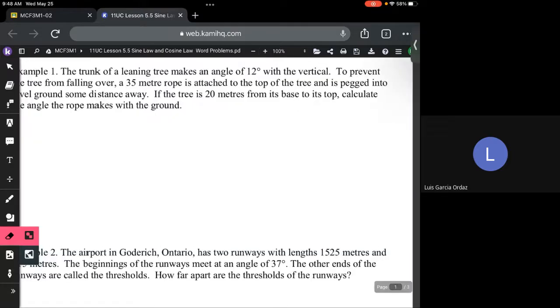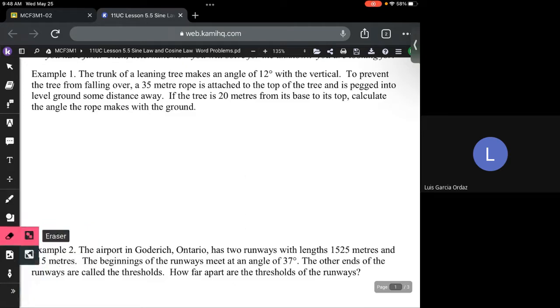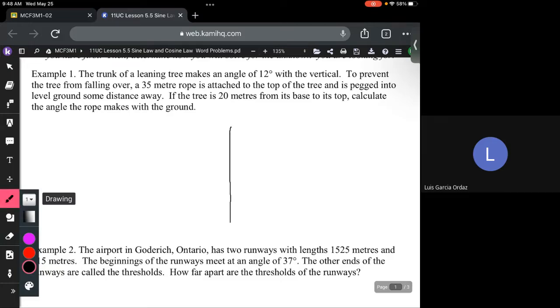All right. So the first one we have is: the trunk of a leaning tree makes an angle of 12 degrees with the vertical. Like I said, the vertical is a line that is straight up and down. I'll actually draw a straighter line. So this is my tree trunk. It is leaning against this vertical and it makes an angle of 12 degrees at the top with the vertical. To prevent it from falling over, a 35-meter rope is attached to the top of the tree and is pegged into the ground.